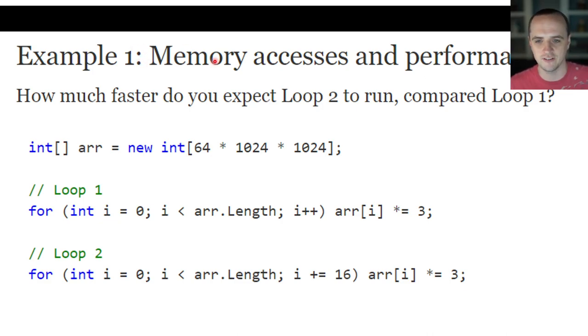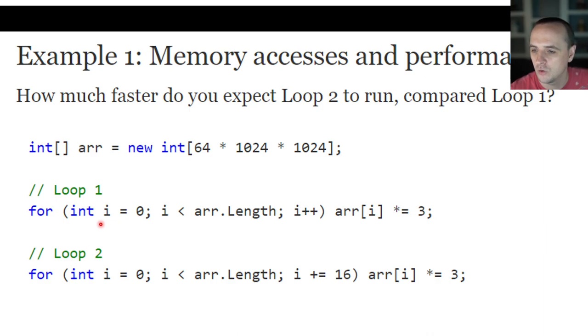So this is from a website that I list on the next slide. This is an example about memory access and performance. How much faster do you expect loop 2 to run compared to loop 1? So let's look at what happens here. We're going to set up this array. This is an integer array, and it's 1024 times 1024 times 64, so a kilobyte, a megabyte, 64 million integers. Okay, so this is an array of 64 million integers.